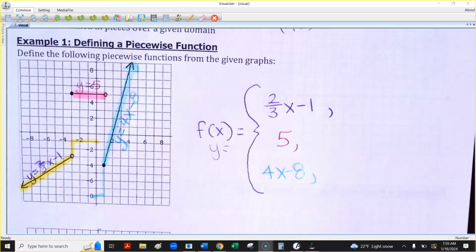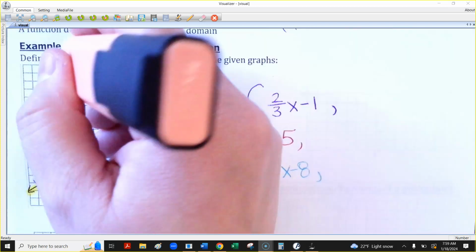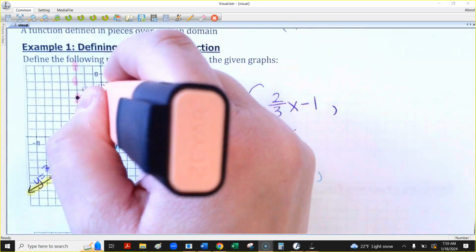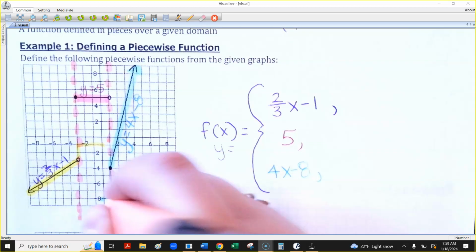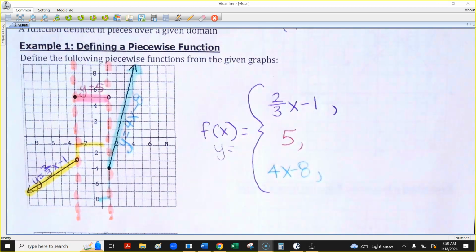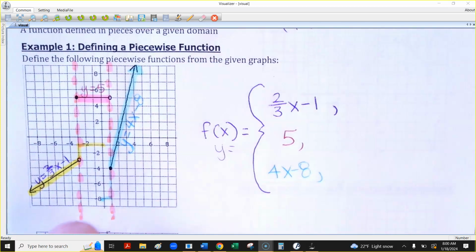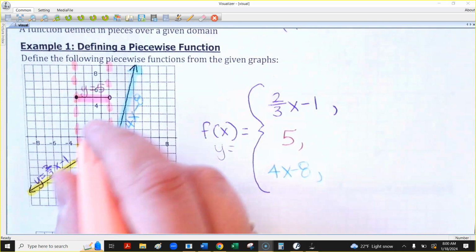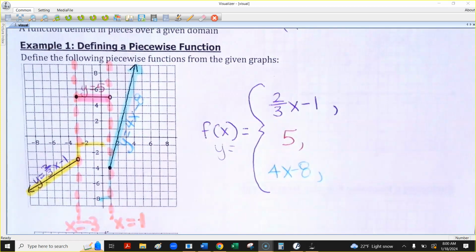I'm going to grab a color I have not used yet. All right, you have to tell me for what part of the domain you're using each piece. You don't have to do this at all, but I'm just going to draw a little vertical line where the pieces switch. So this one would be x equals -3, and this one would be x equals 1. So we're going to be using those two values.